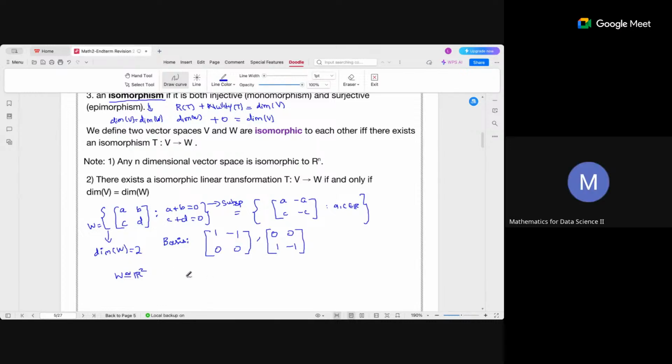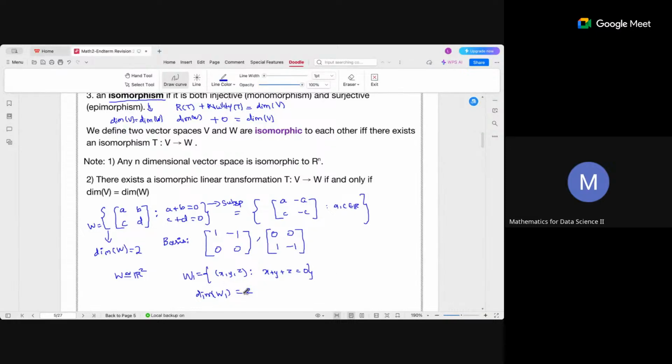Right? Now let us say you have another space, maybe W1, which is the set of all (x, y, z) such that x plus y plus z is equal to 0. Now what is the dimension of W1? It is 2, right? It is a two-dimensional space. It is actually a plane.